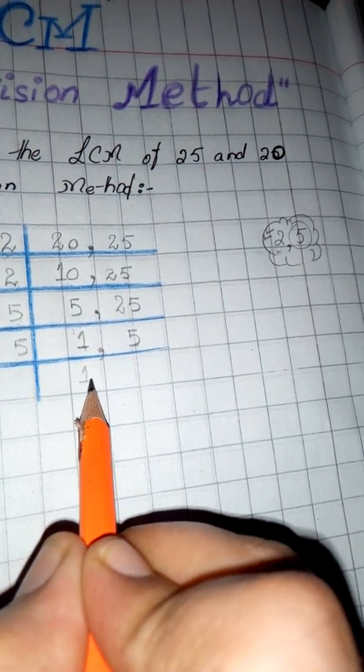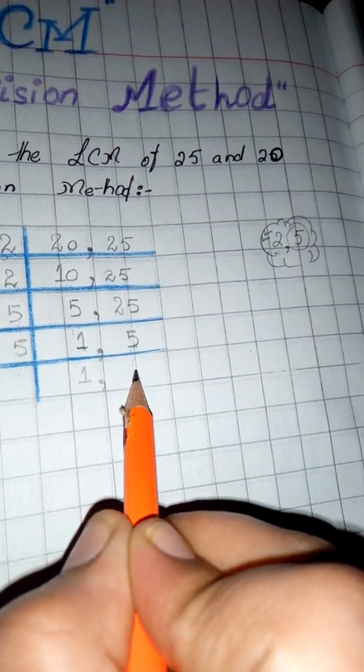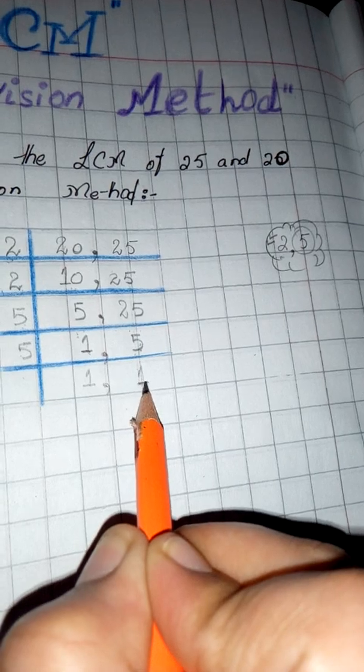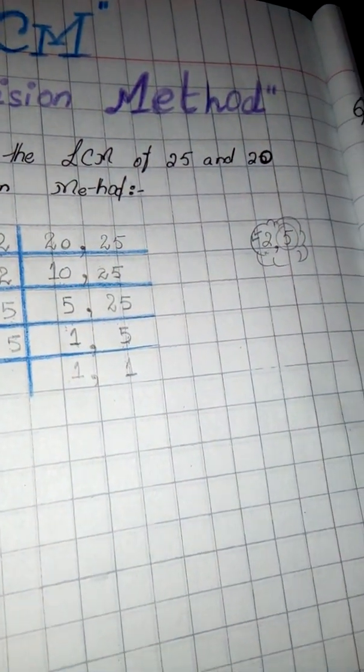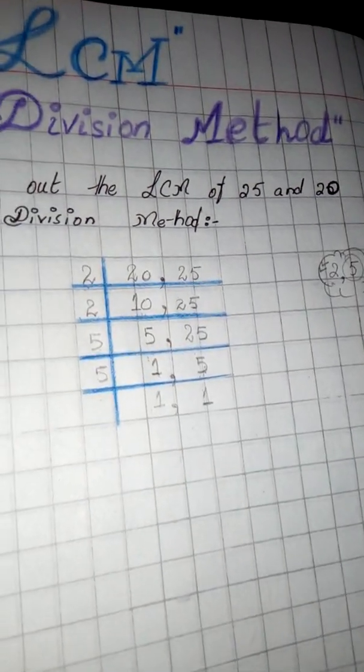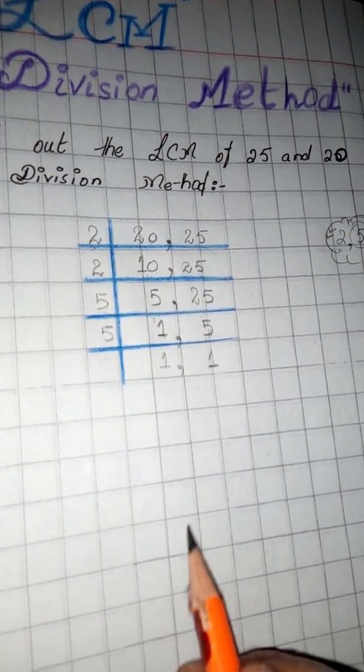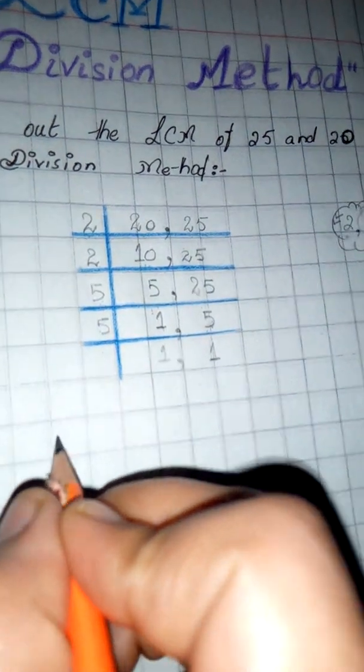So I'm going to take 5 again. Now 1 as it is, and 5 ones are 5. Now I have ones in the last step. That means I have done with my division.